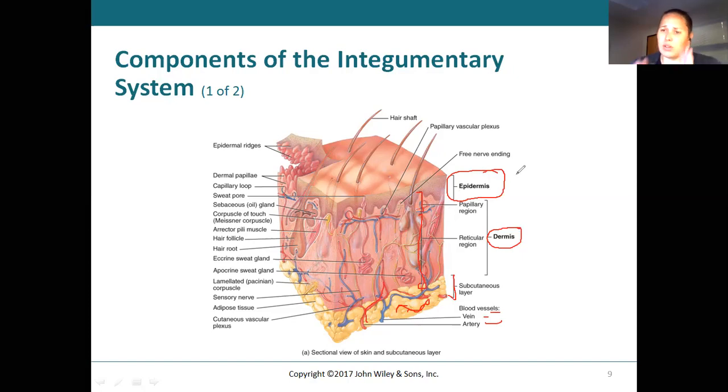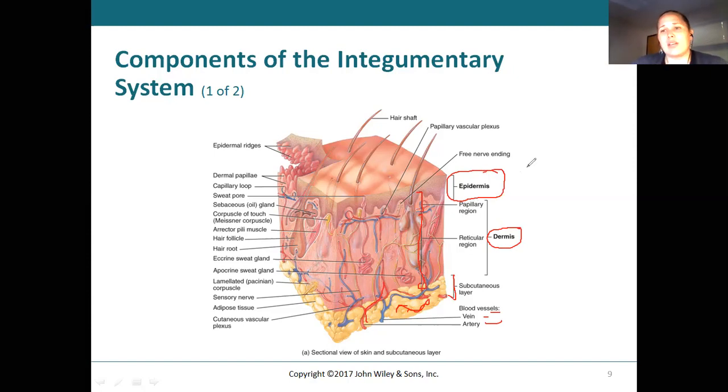So whenever you look at a figure like this, it can be very easy to get overwhelmed very quickly because there are a lot of labels here, but start first with like the biggest labels, the bigger chunks, and then kind of work your way down from there.